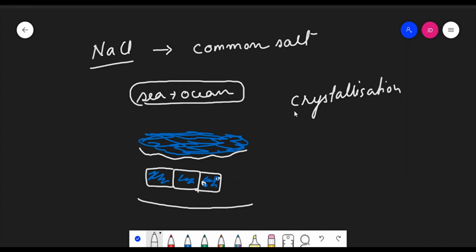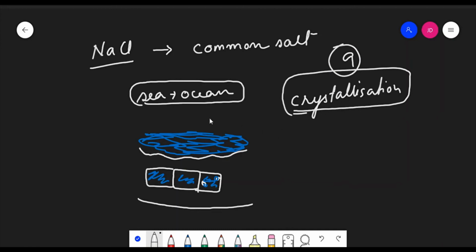Crystallization technique, I hope you remember it. It was in our class 9. If you have doubt about it, then you can ask me in the class. I will explain it afterwards. So this is how our NaCl is found.